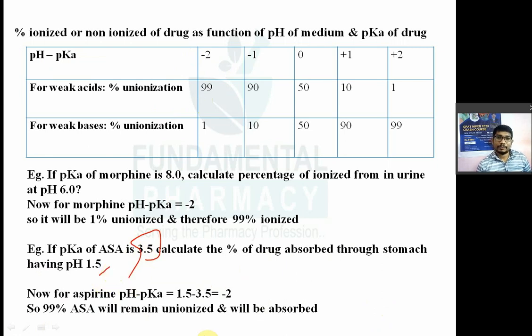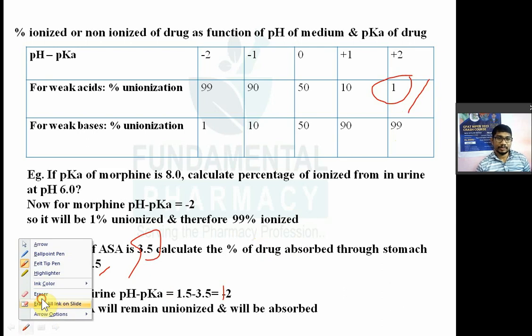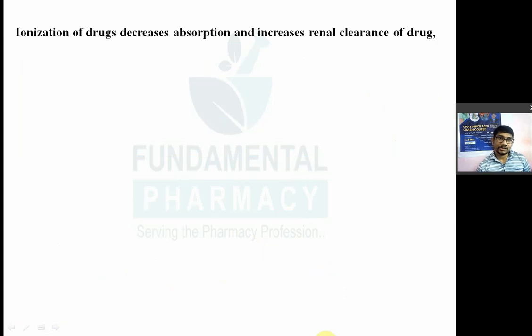Ionization of drug decreases the absorption. अगर ड्रग जितना आयोनाइज रहेगा, so ionization of drug decreases the absorption and increases the renal clearance or excretion. So ionized form of drug is water soluble and that's why easy to excrete. Okay, unionized form of drug is lipid soluble and easy to absorb.